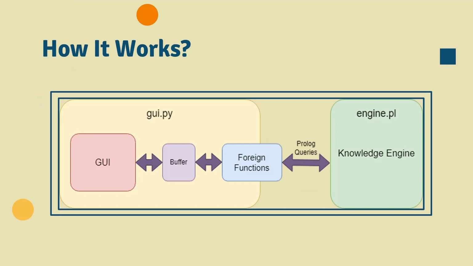Secondly, I will explain our program. This diagram shows the workflow of our program, which includes two main parts. The first one is a Python script that handles the graphical user interface. The second one is the Prolog file that contains the knowledge engine. In the Python file, we have foreign functions, which create Prolog queries to communicate with the knowledge engine. These functions write information to a buffer, and the graphical user interface gets information from the buffer and shows it to the user.